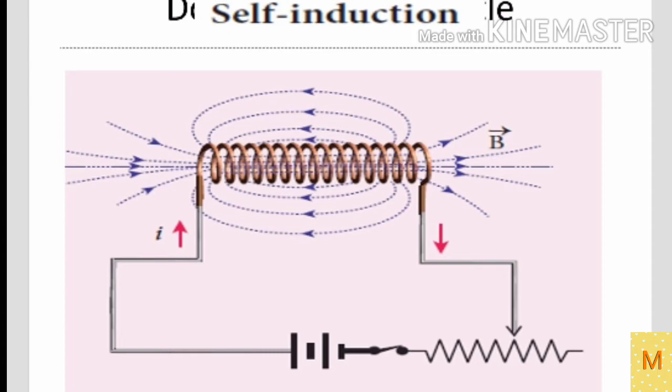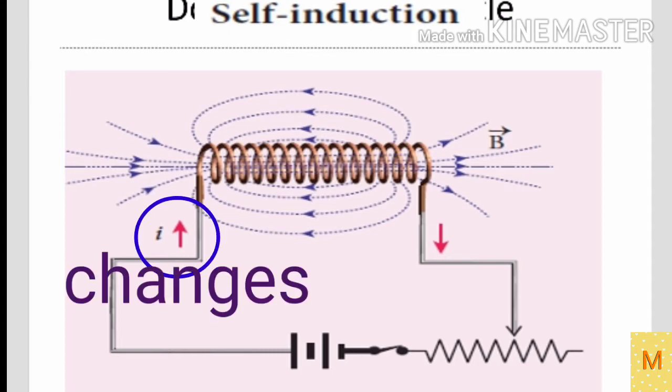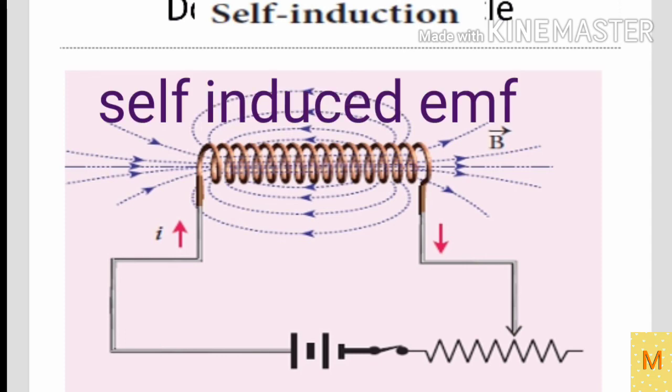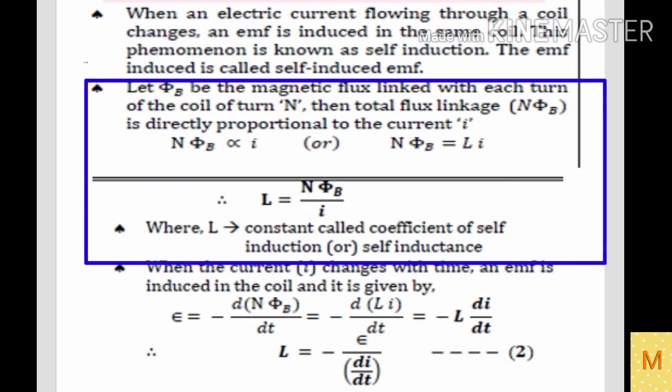What is self-induction? When an electric current flowing through a coil changes, an EMF is induced in the coil. This phenomenon is known as self-induction. The EMF induced in the coil is called self-induced EMF. Let φ_B be the magnetic flux linked with each turn of the coil. Let N be the total number of turns of the coil.